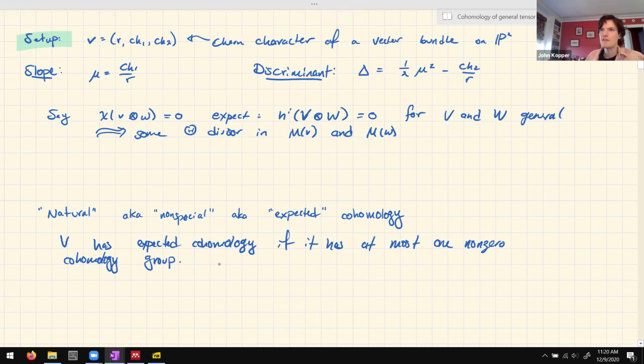And if it doesn't have that property, if it has, you know, more than one non-zero cohomology group, I'll say it has unexpected cohomology, or maybe special cohomology, or maybe unnatural cohomology, which I kind of like the sound of that. And the point of this expectation, at least, is that this means I can compute the cohomology very easily. This means I can compute all of these groups using the Euler characteristic and the slope.